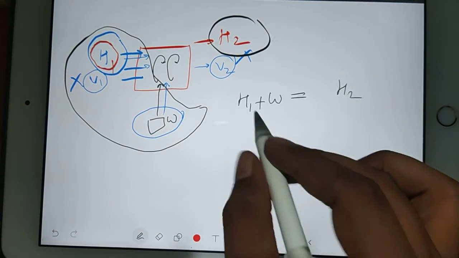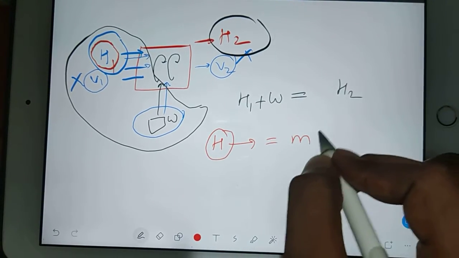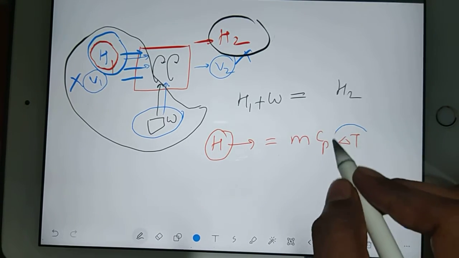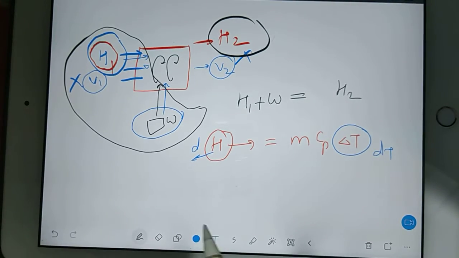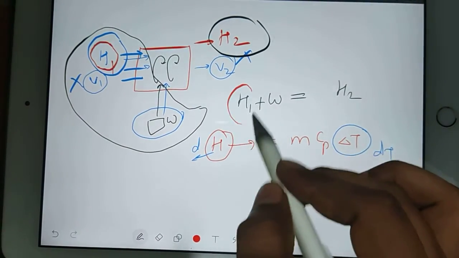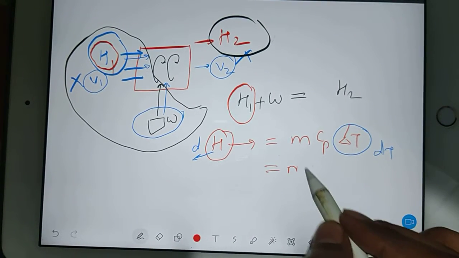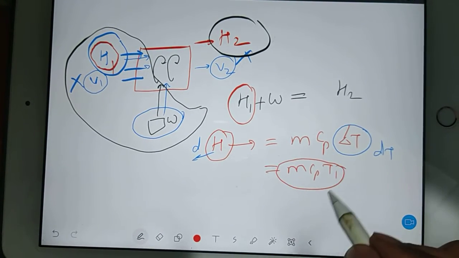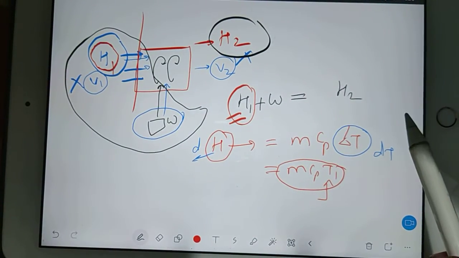And just now you have seen the H formula. Your H has the direct formula m Cp dT. So when you are writing del T or dT here, it means you are writing change in enthalpy. Change in enthalpy. But if you want to write exactly H1, then you should not write del here. Then you should write m Cp T1. It means only because of T1 temperature, what is the enthalpy? I mean at this section. Like that.